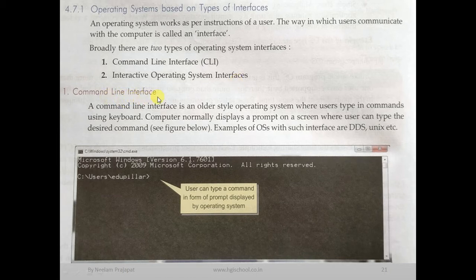Now the first one, command line interface. It is an older style operating system where users type in commands using the keyboard. The computer normally displays a prompt on the screen. This is the command prompt, so here we can type the command. Its file is known as cmd.exe. The computer normally displays a prompt on a screen where the user can type the desired command. Got it? This is the command prompt, and here we can type something with the help of the keyboard. Its examples are DOS, Unix, etc.